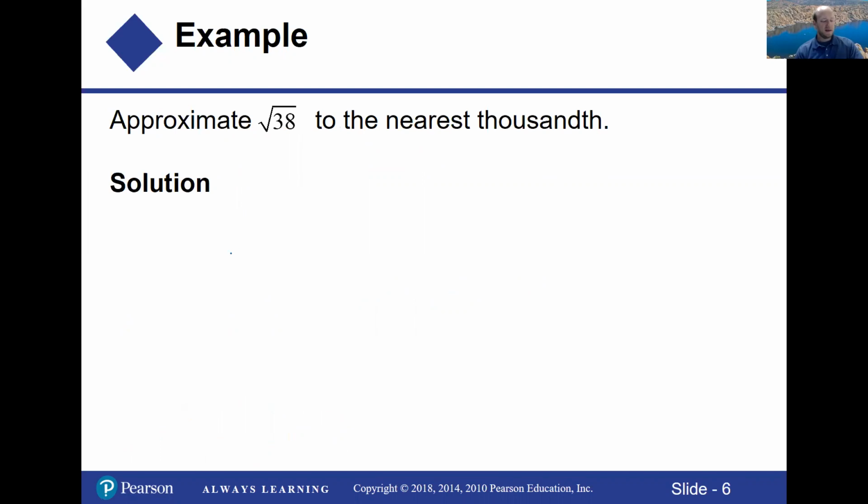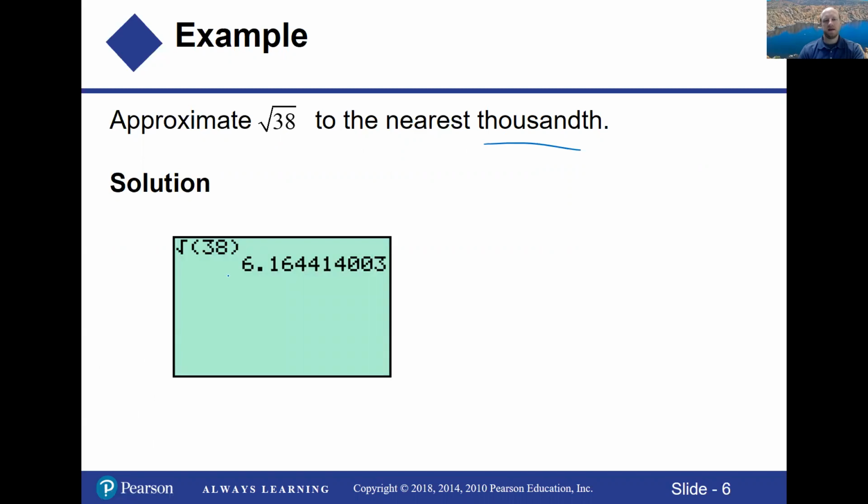But anyway, let's approximate the next one. The square root of 38, that's not a whole number. So it's not really a nice number, so we have to round it. Let's round it to the nearest thousandth. If you typed it in on your calculator, you would get something like this.